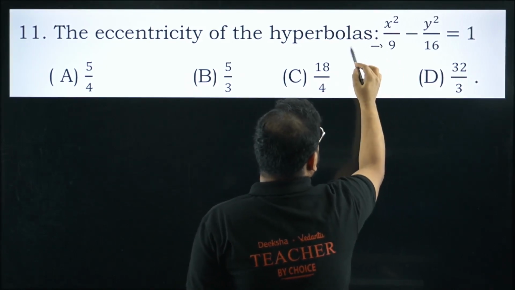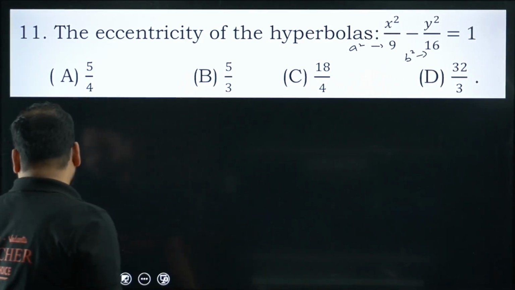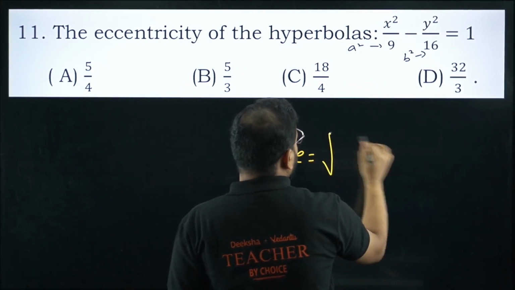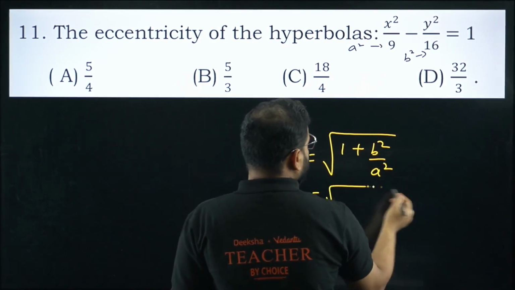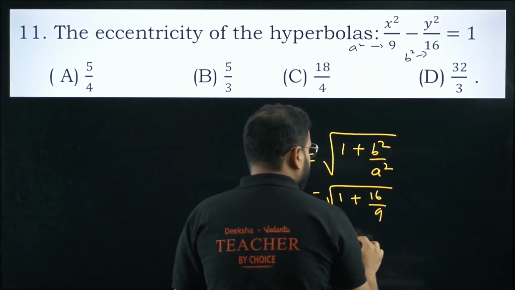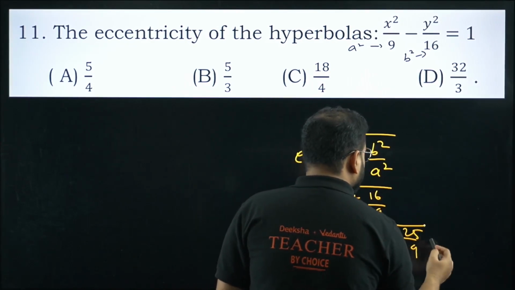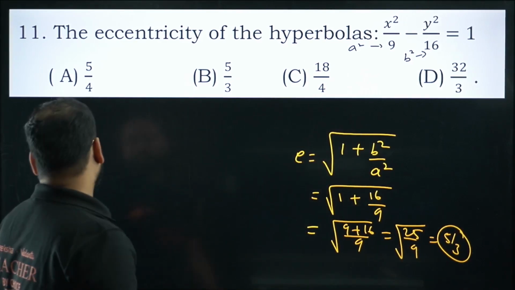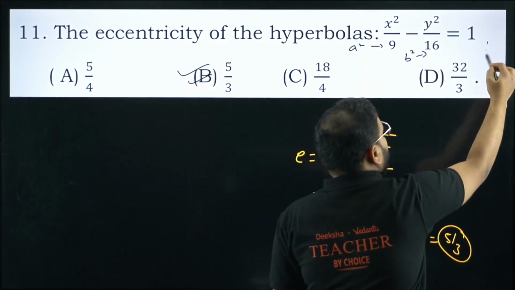This is nothing but a square, and this is nothing but b square. That's the standard form. What I'm looking for is eccentricity. So e will be given by root of 1 plus b square by a square. How much is that? 1 plus b square by a square is 16 by 9. Add it, it will become 9 plus 16 by 9. Root here, I have 25 by 9. The answer will be 5 by 3. Any option like this? Option number B. Let's move on now.